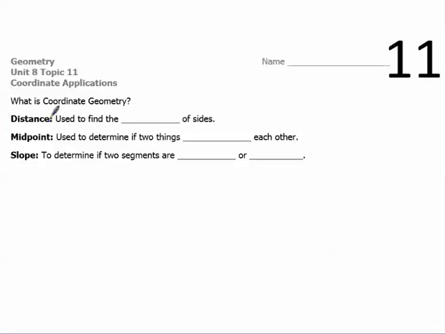The distance formula, I'm going to determine what the length of each side is. So it comes in handy for those congruent sides. Midpoint formula is used to determine if two things bisect each other. And finally, slope is used to determine if two segments are parallel or perpendicular. So let's look at our quadrilaterals and figure out what we're actually dealing with and what we need to use.